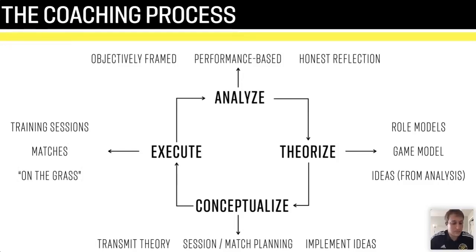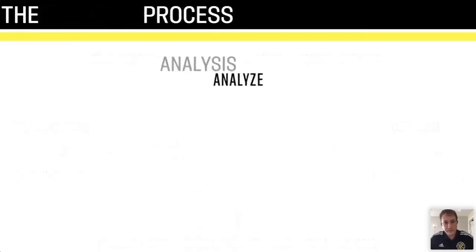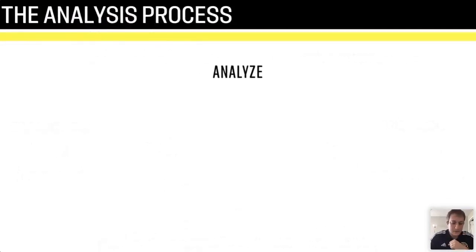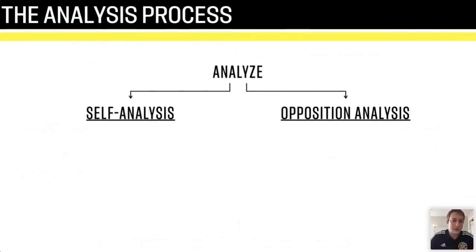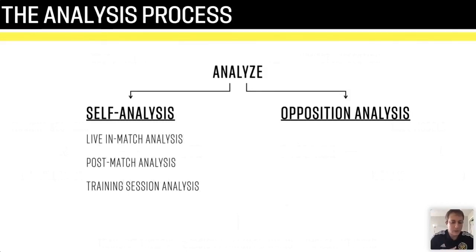So zooming in specifically on the analysis process, we have 2 branches of analysis. There's self-analysis, where you're obviously watching your own team, and you have opposition analysis, where you're analyzing a team that you're coming up against. Self-analysis, if you're looking at the training week, guides the entire process from training to match day. So you have your in-match analysis, you have post-match, and then every day after training, you have that analysis process as well.